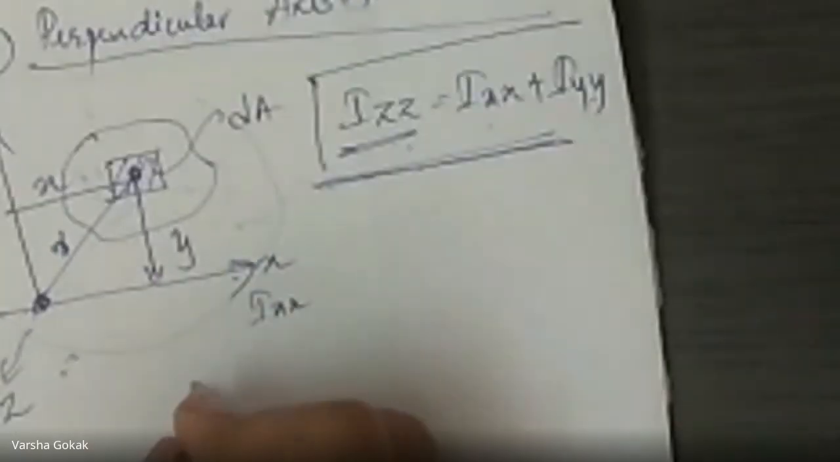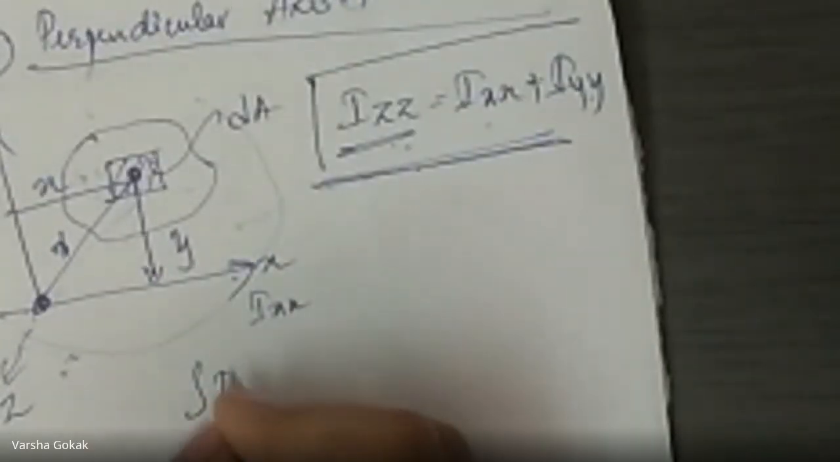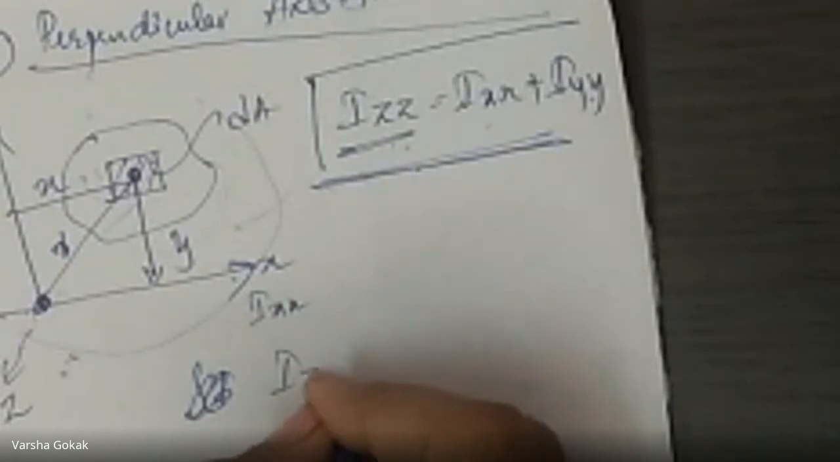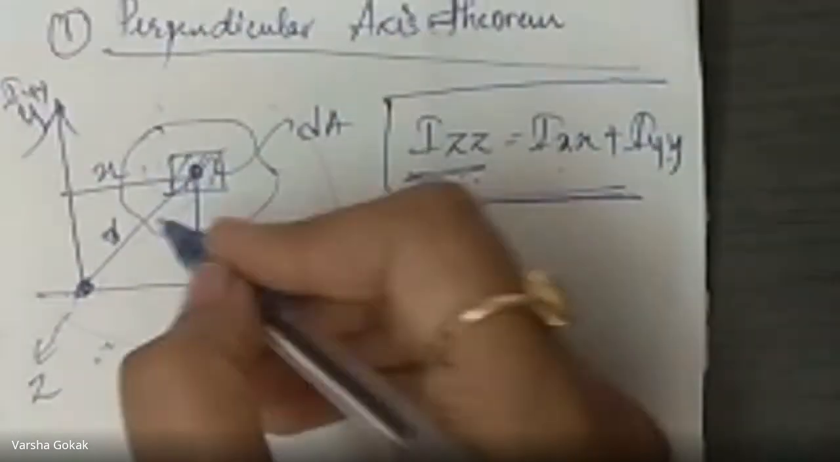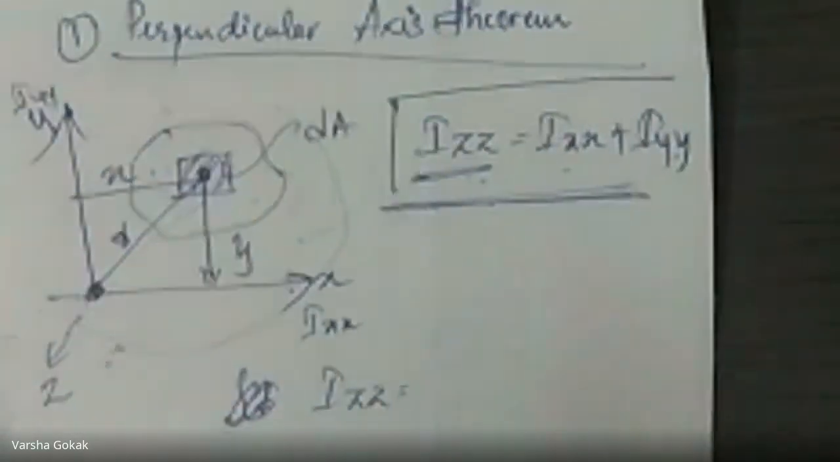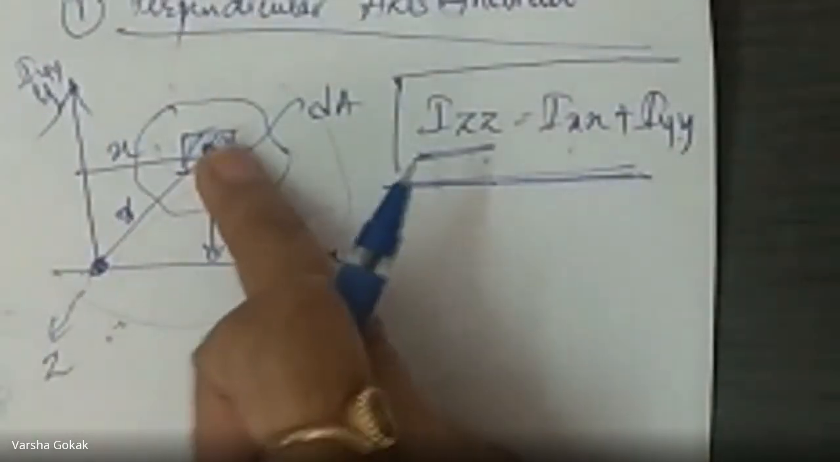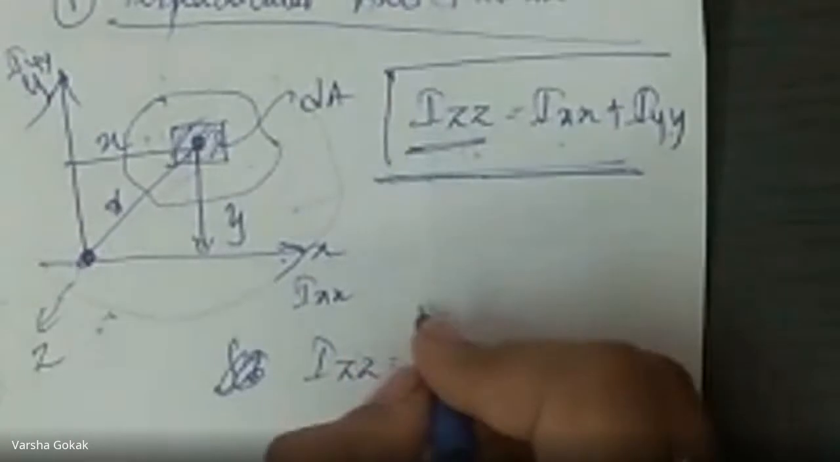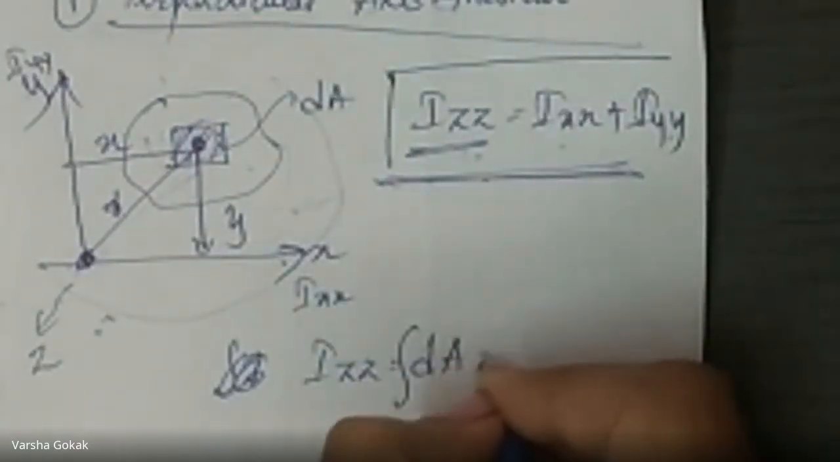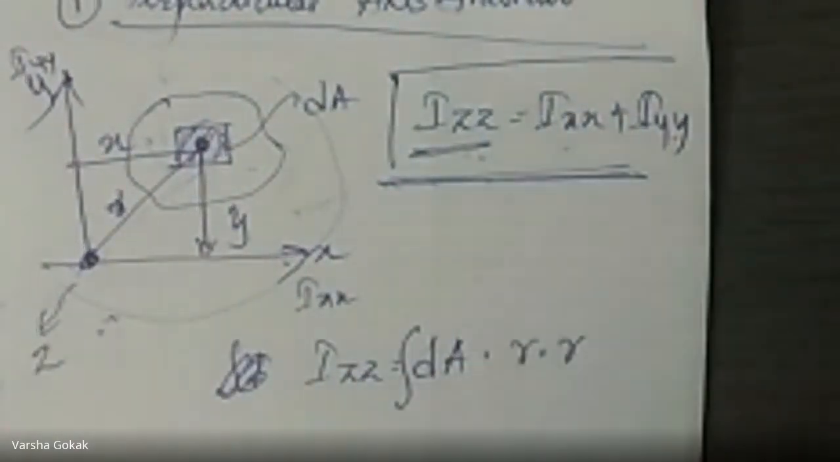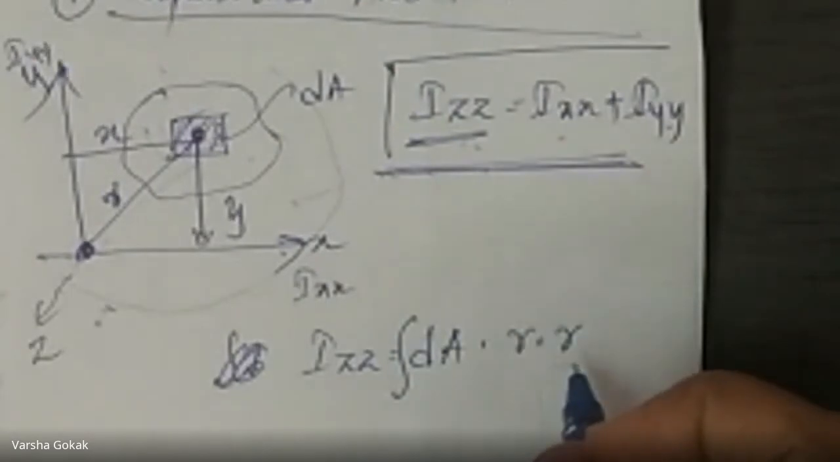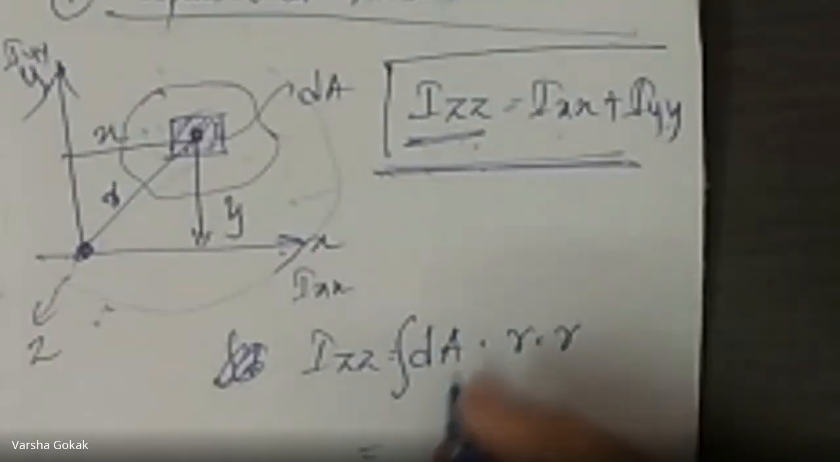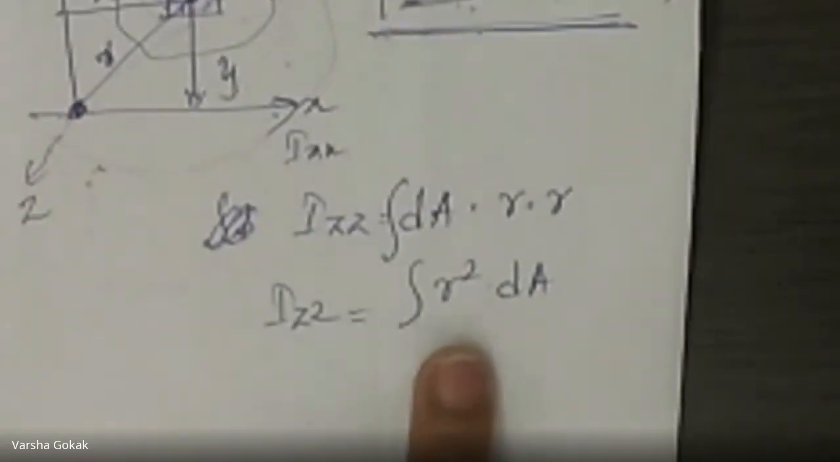Now for proving, let's take it one by one. So tell me, what is Izz in standardized format for this elemental area dA? It is going to be the second moment of area about this point. So with perpendicular distances, it is integration of dA into r. Agree? So if I write this rearranging, it becomes r square into dA, and we are aware of this. Izz is the integral of r square into dA.